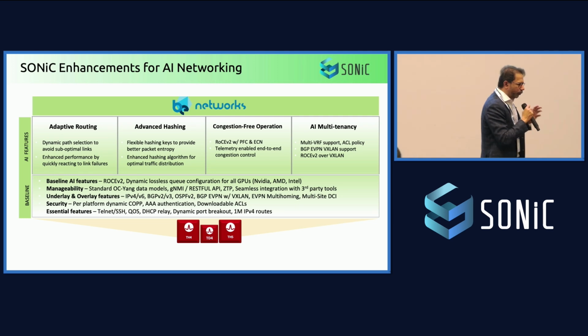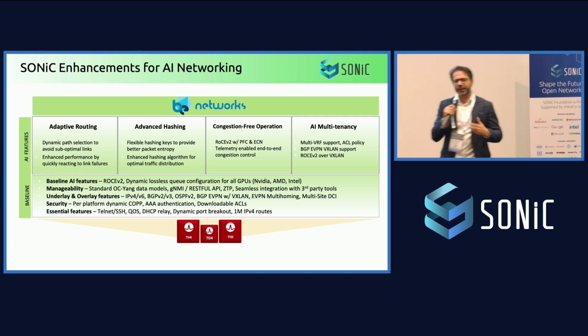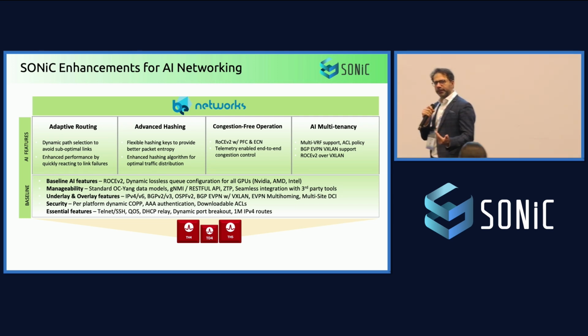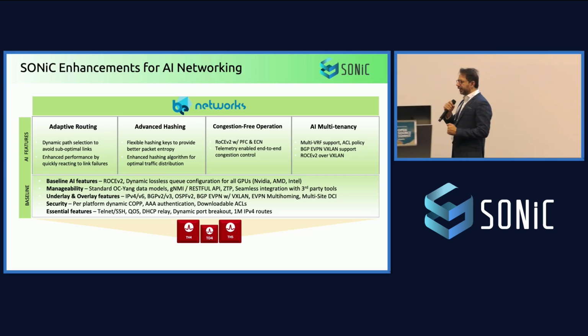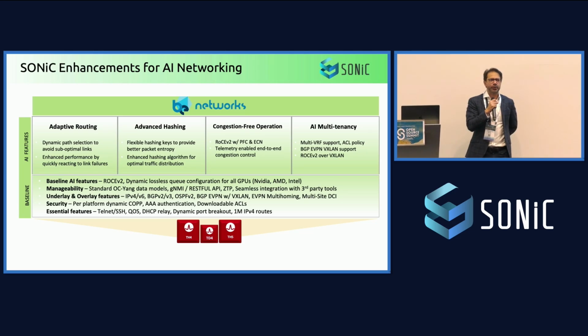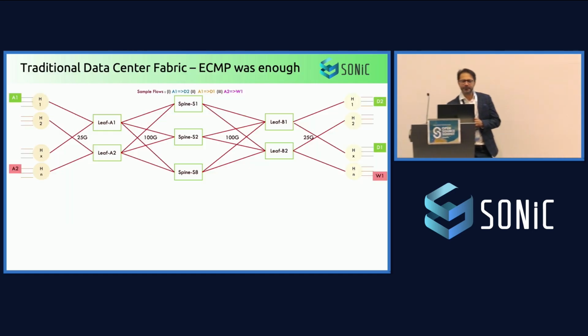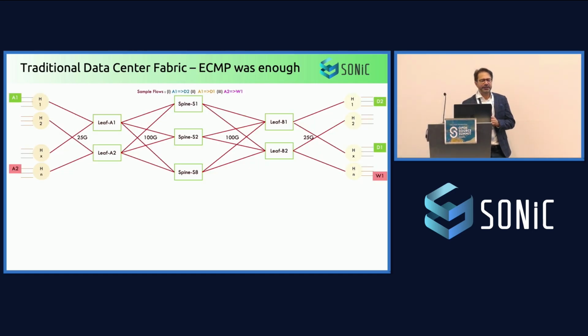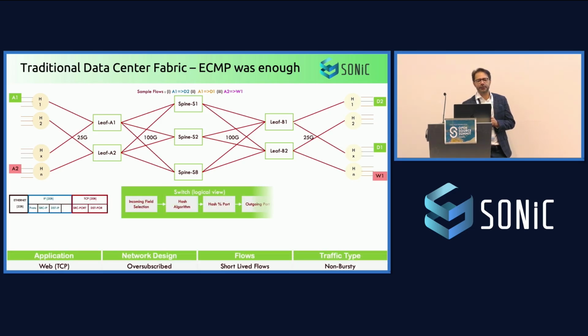So what are some of the capabilities in SONiC which make it very suitable for AI networking? Remember, I talked about load balancing being a big issue because there is a lack of entropy. If you look at a traditional data center, ECMP was enough. You were looking at the 5-tuple, the port numbers, the protocol number, and the source and destination IP, and it works.